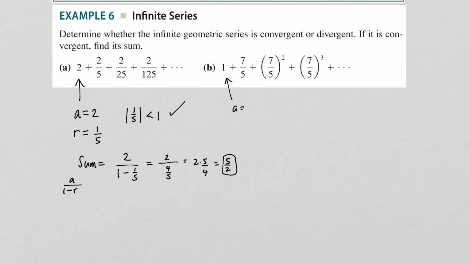For part B, we also have a geometric series. In this case, a is 1, and your common ratio is 7/5. But the absolute value of 7/5 is not less than 1. It's greater than or equal to 1. Therefore, there is no sum, okay? Or we say it diverges, okay? So we cannot use this formula to find the sum if the absolute value of r is greater than or equal to 1. And that concludes this video lesson.